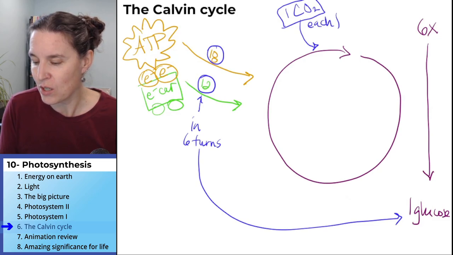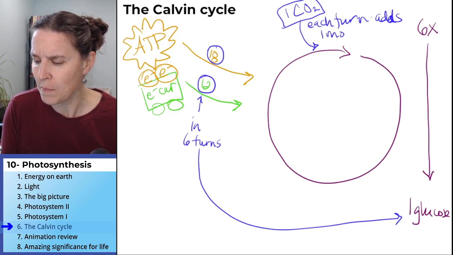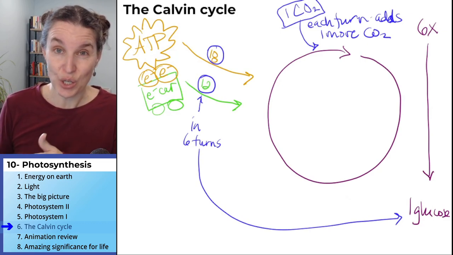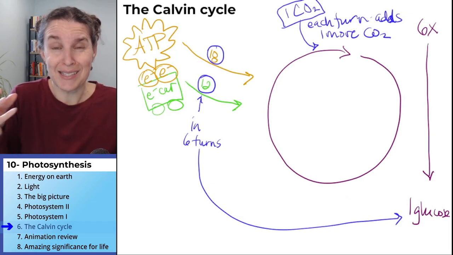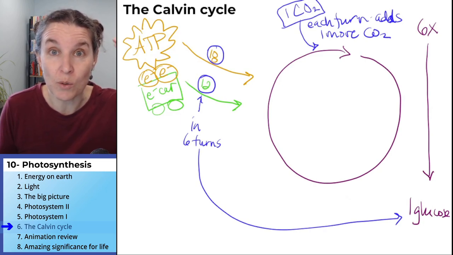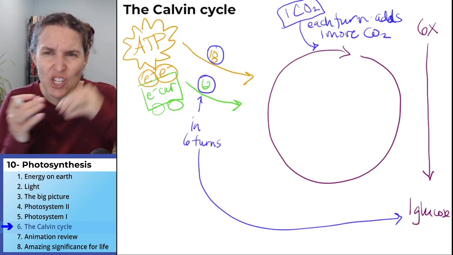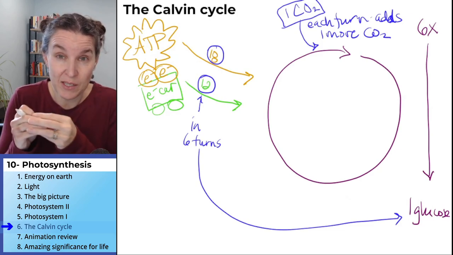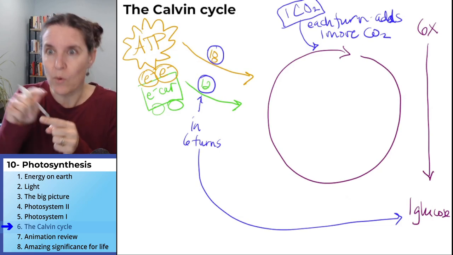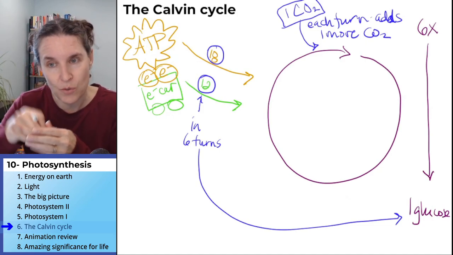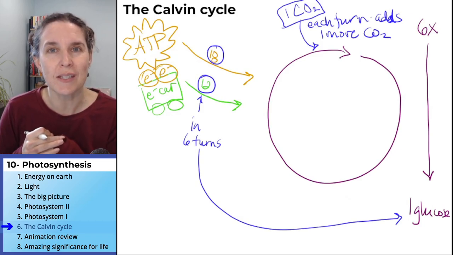So each turn adds one more CO2, which is why we need to have 6 turns, because glucose has 6 carbons. So 6 times we have to take a carbon dioxide molecule of gas and turn it into solid matter, a solid carbon structure. When we roll that thing through 6 times and we add 6 more carbons to this process, we're going to get glucose out on the other end.